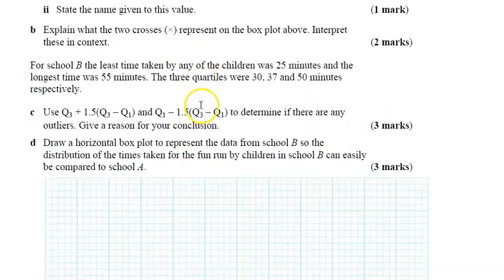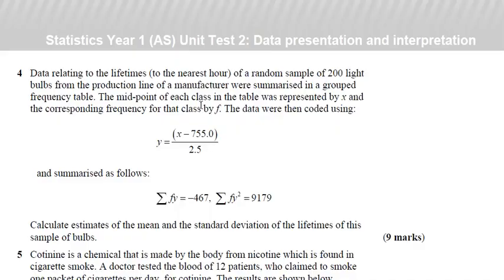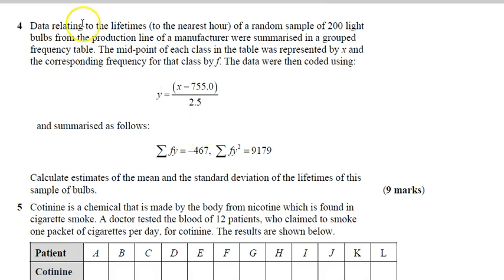Second question that I was going to go through is question 4. So here it is. Again, it's the standard deviation question. Data relating to lifetimes to the nearest hour of a random sample of 200 light bulbs from the production line of a manufacturer were summarized in a group frequency table. We don't have that, but never mind. The midpoint of each class was represented by X and the corresponding frequency by F. So they're just covering their back there, just say X is the data, F is the frequency.